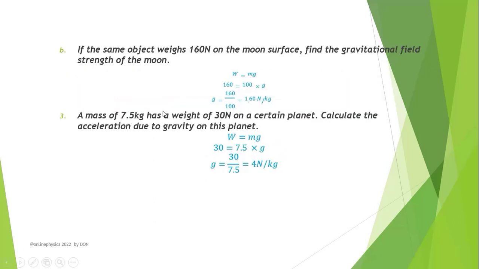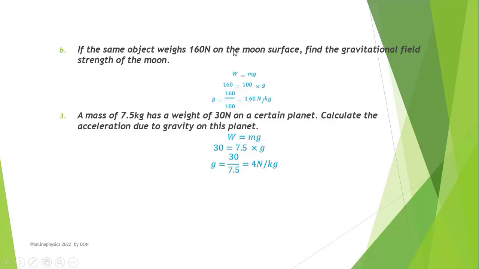Then there is another question here, the continuation of that question. If the same object weighs 160 newtons on the moon surface, find the gravitational field strength of the moon. So that same object, we have already determined its mass to be 100 kilograms. Now we are told that on another surface, which is the moon surface, it is weighing 160 newtons. So in this case, we are supposed to look for g, the gravitational field strength of the moon.